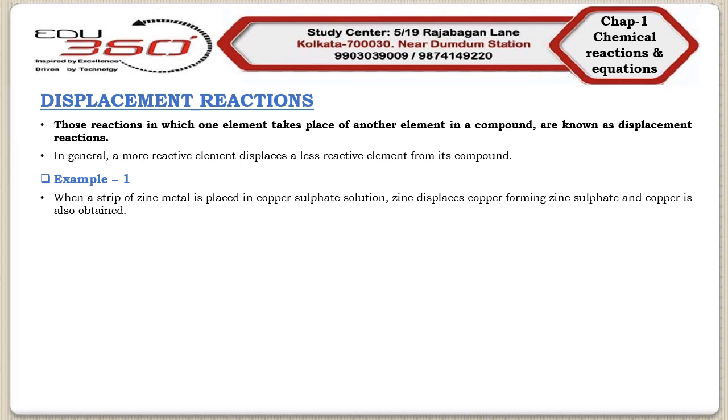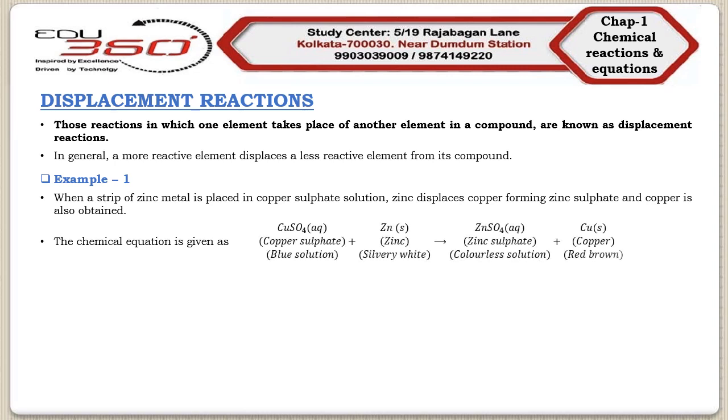Now the chemical equation of this reaction is given as follows. CuSO4 + Zn → ZnSO4 + Cu. Now I will explain each term of this chemical equation one by one. Remember, CuSO4 is representing the copper sulfate solution. It is a blue colored solution. So we have written CuSO4 within bracket aq and the color of the solution is blue.